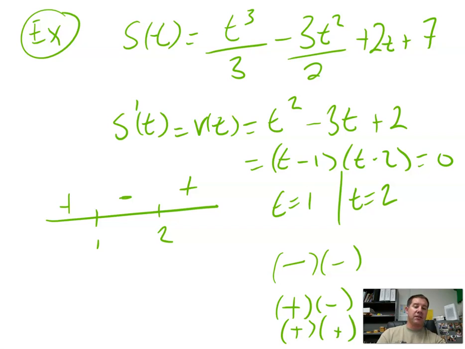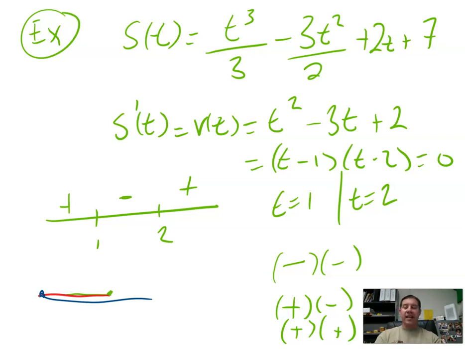So I know this particle is going to move to the right if I'm going t greater than 0, to 1. At 1, it stops for a second. And then from 1 to 2, it's going to move back to the left. And again, I don't know how far it's actually moving. I just know the direction it's going. And then from 2 onwards, it's moving back to the right. Okay? So that's what I can tell by looking at the velocity function.